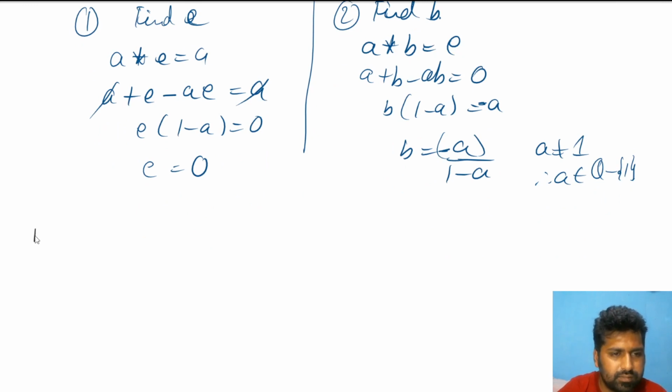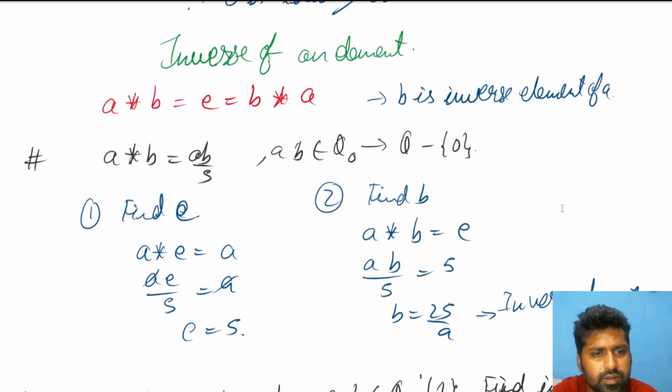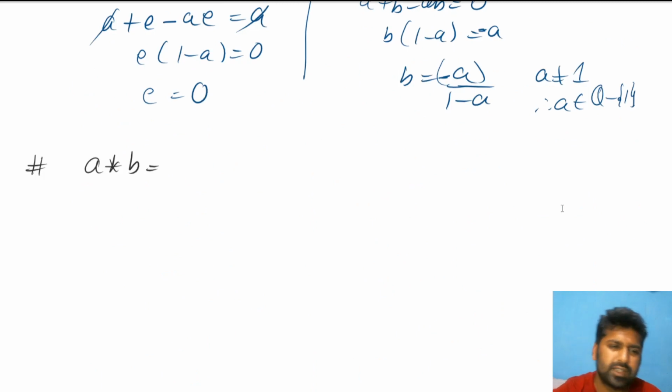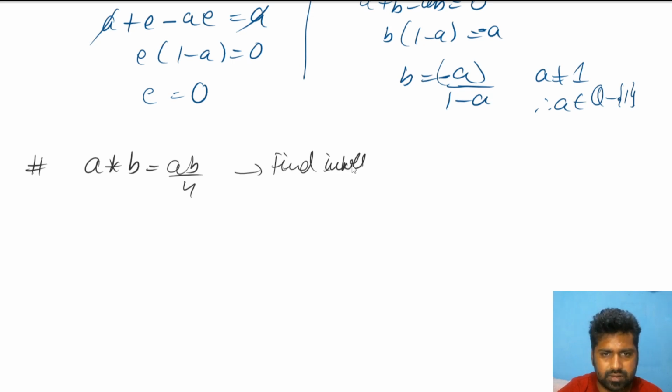Let's take a look at this question now. A star B is equal to AB by 4. This is similar to what we have done, AB by 5, na? I think you can solve this on your own, because we have already done AB by 5, so I'm not doing this. You can solve this on your own. So find the inverse element.